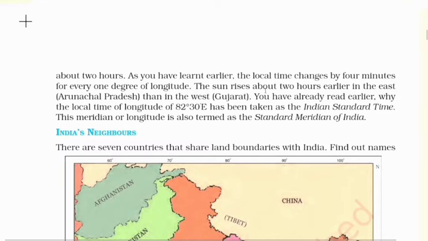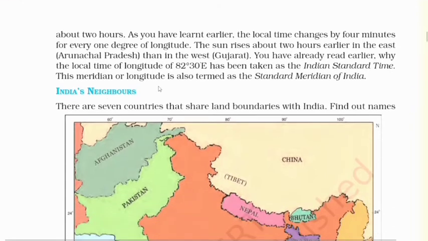The sun rises about 2 hours earlier in the east, in Arunachal Pradesh, than in west Gujarat. The time difference between Arunachal Pradesh and Gujarat is 2 hours. The local time of the longitude of 82 degree 30 minute east has been taken as the Indian Standard Time. This meridian, that is 82 degree 30 minute east longitude, is termed the Standard Meridian of India.